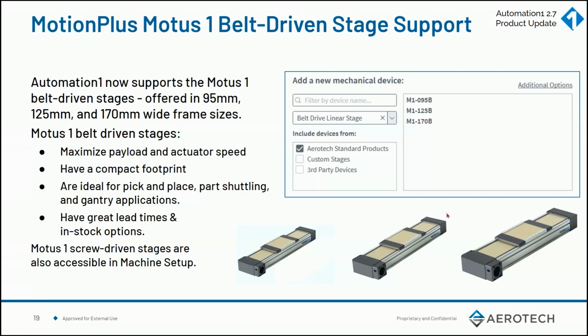And the Modus 1 screw-driven stages are already accessible in machine setup. They're not shown in this filtered view, but they are available just like the belt drive stages are now in 2.7. So go check them out at motionplusmore.com and see which Modus 1 stages might fit the needs of your applications. They are lower cost than many Aerotech stages, and they again have on-the-shelf options available for purchase.